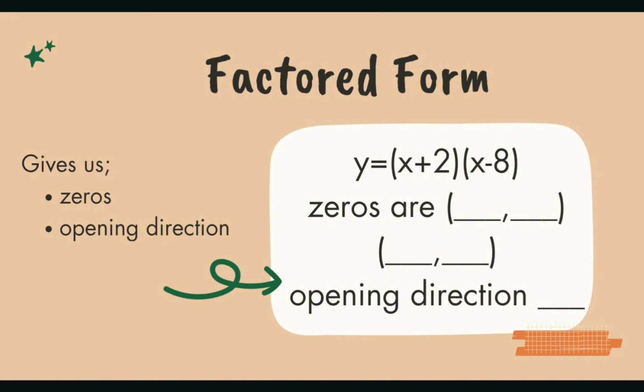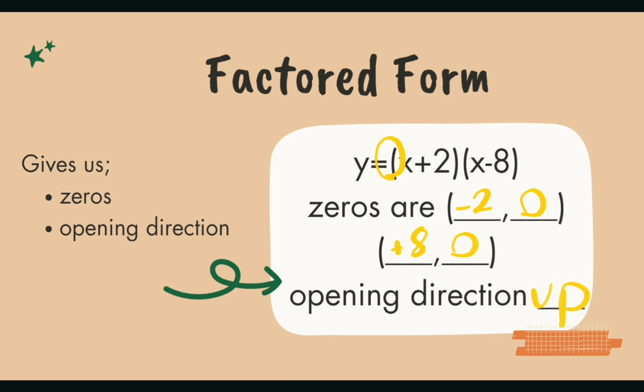Our zeros will be (minus 2, 0) and (plus 8, 0). Now let's find the opening direction. We can see a. It means we have a 1 here. And because 1 is positive, the opening direction will be up.